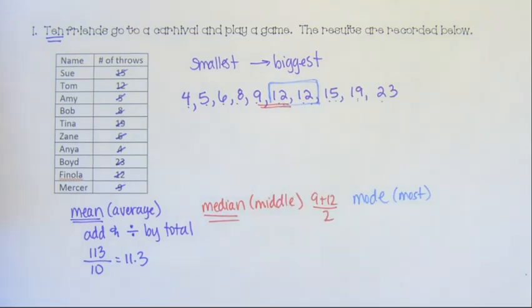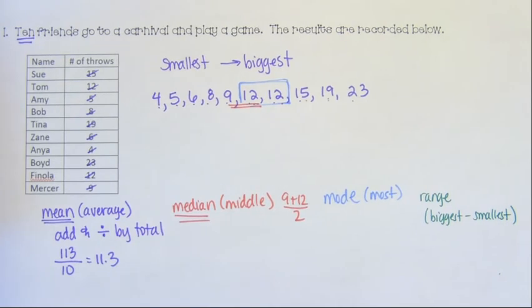Range, that's where you're going to subtract the biggest and the smallest numbers. So the range is where you do the biggest number, which in this case is 23, minus the smallest, which is 4. All right, let's go to the next one.